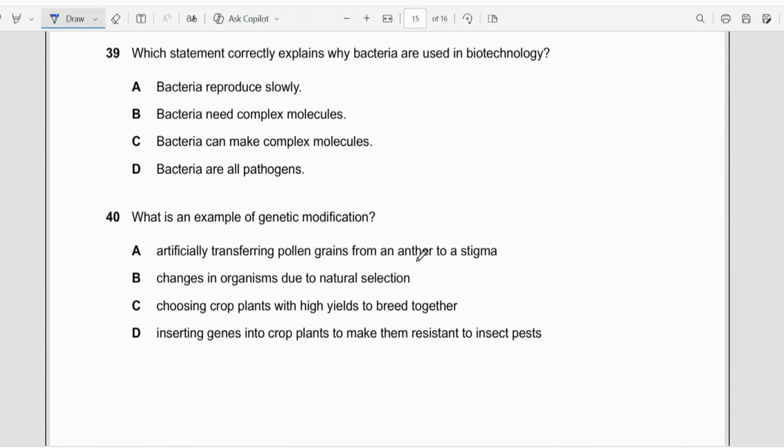Which statement correctly explains why bacteria are used in biotechnology? They can produce complex substances. Yes. What is an example of genetic modification? D. Yes. This is the whole paper, I am sending you the solver.